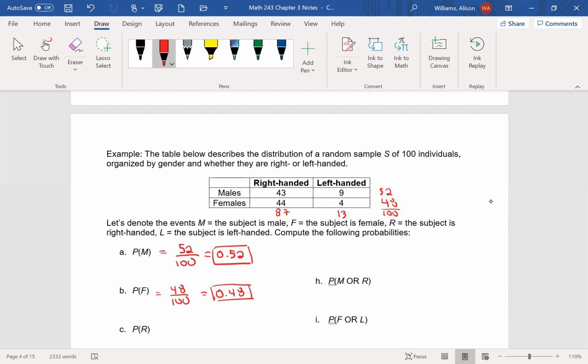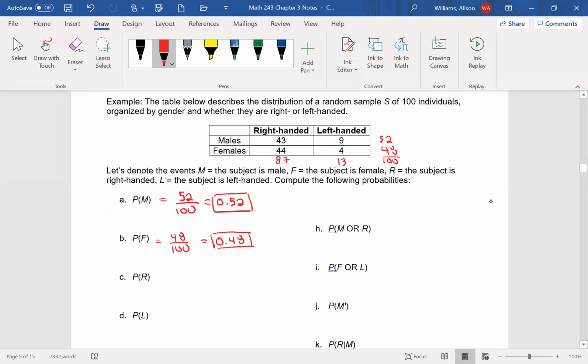Right-handed people, that would be 87 out of 100 or 0.87. Left-handed people, 13 out of 100 or 0.13. Okay, so that's nice. Not too terrible here.